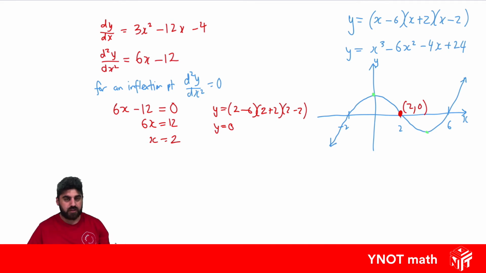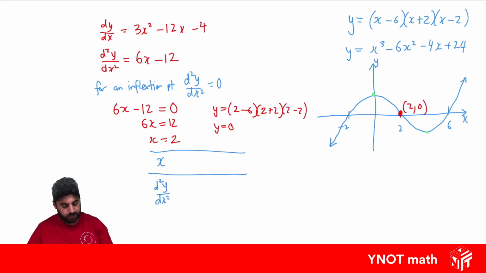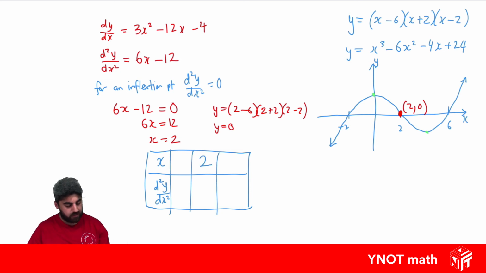But always with inflection points, we need to actually test if the concavity is actually changing across it. We can see from our graph that it is, but we always need to do the test ourselves. And to do that, we need to make a little table between x values and the second derivative values. So let's go ahead and do that. We want to test what's happening on either side of 2 with the second derivative. So we know if we sub 2 into the second derivative, we get 0, because that's how we got it. So let's test on either side, 1 and 3.